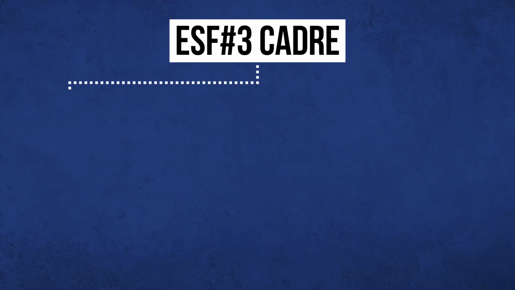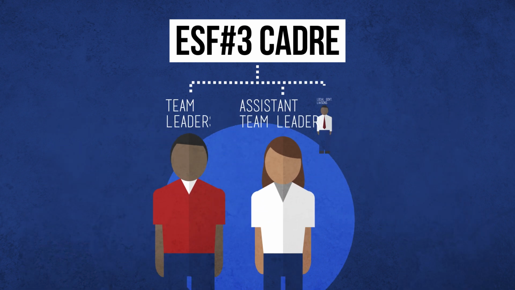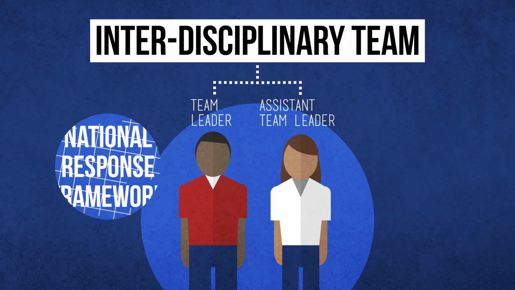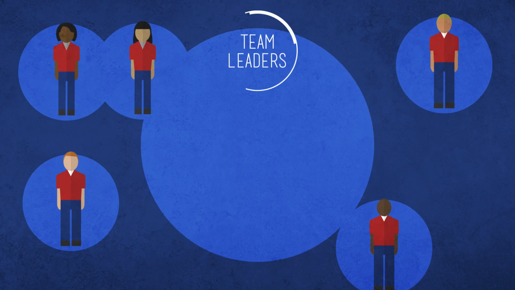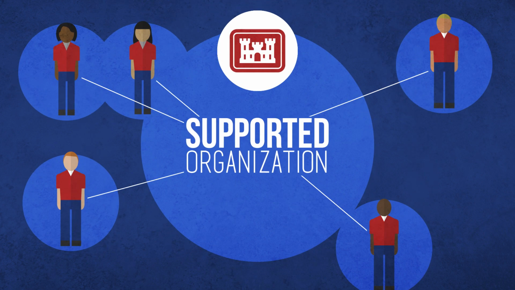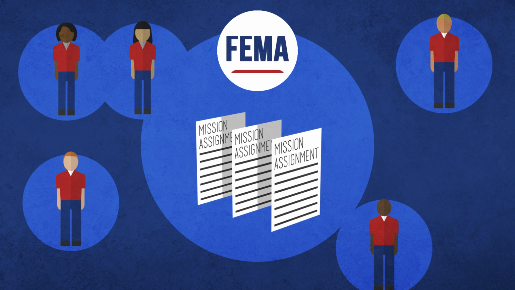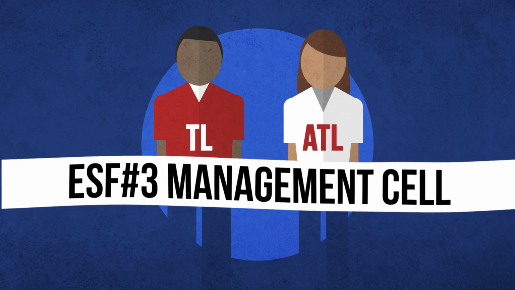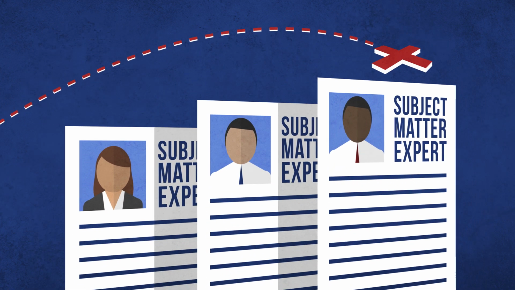ESF-3 CADREs include team leaders, assistant team leaders, and local government liaisons. The Team Leader and Assistant Team Leader CADRE is an interdisciplinary team specially trained on the National Response Framework and ESF-3 missions. The team leaders, in coordination with the USACE-supported organization, are authorized to accept and negotiate mission assignments, or MAs, from FEMA. The TL and ATL form the ESF-3 Management Cell. Each mission area also has designated subject matter experts who can deploy if needed.